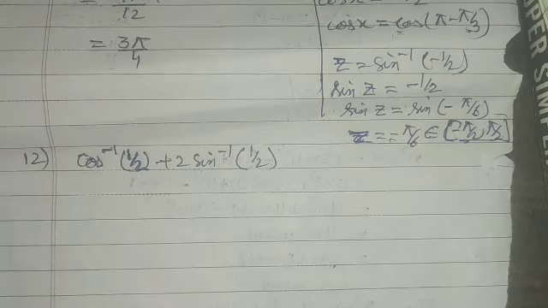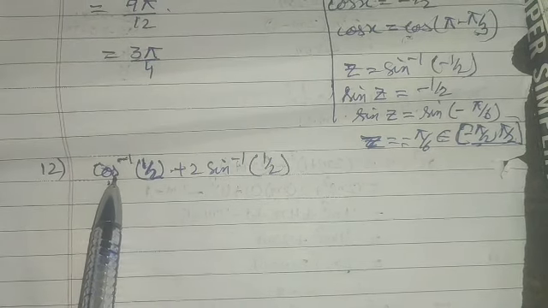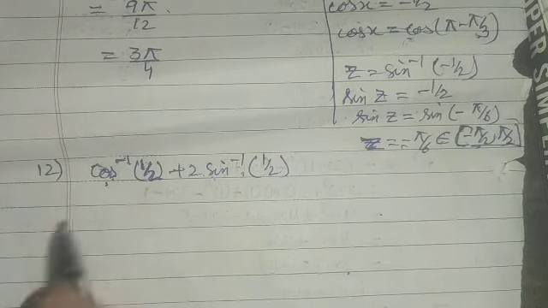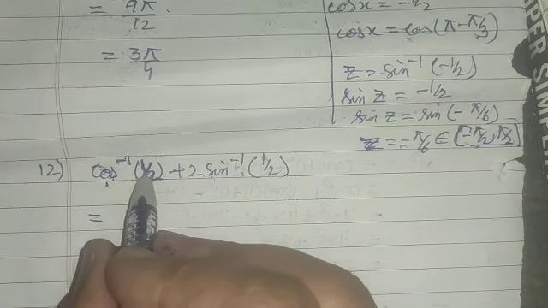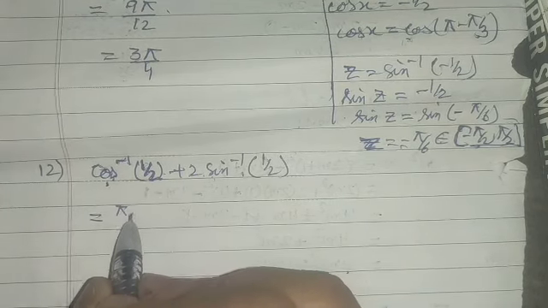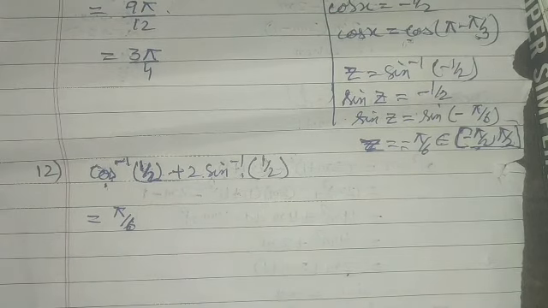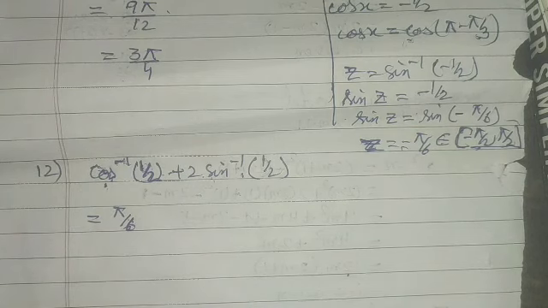Now 12th question. It is a simple question. Here it is written as, you have to find the value of cos inverse 1 upon 2 plus 2 sine inverse 1 upon 2. So simple, cos inverse 1 upon 2. Now the value of cos 60 is 1 by 2. So cos pi by 3 equal to 1 by 2. Therefore we can take cos inverse 1 by 2 as pi by 3.